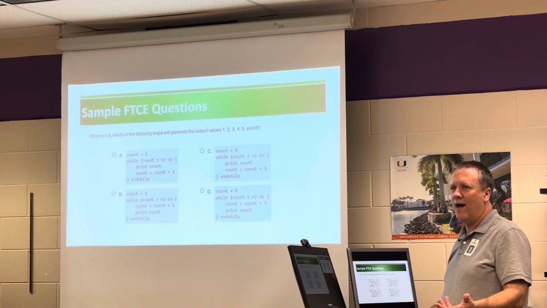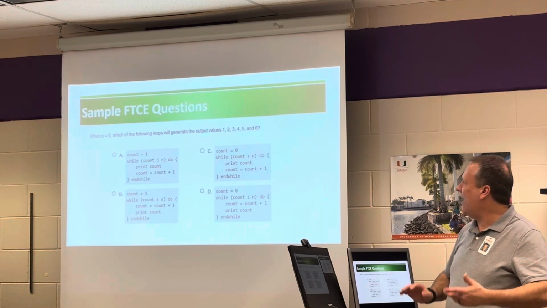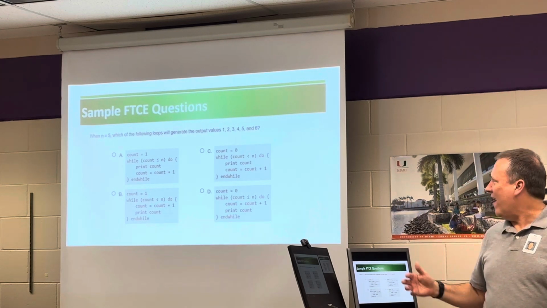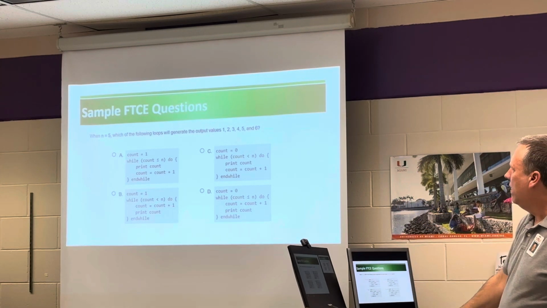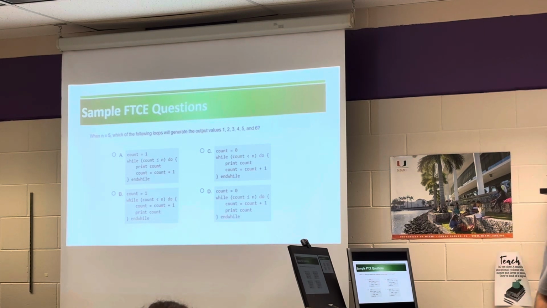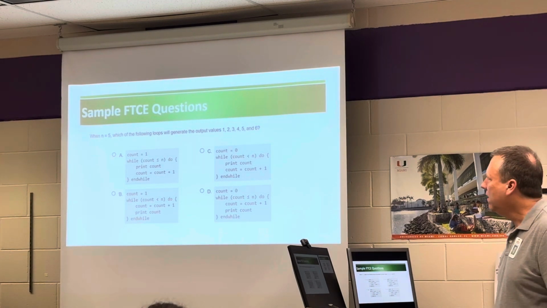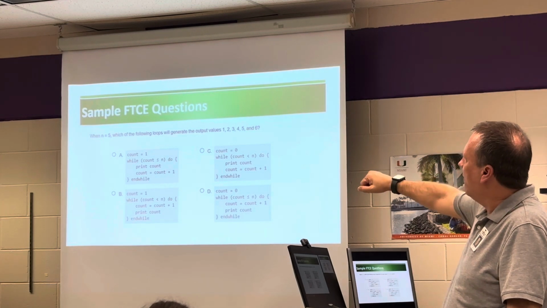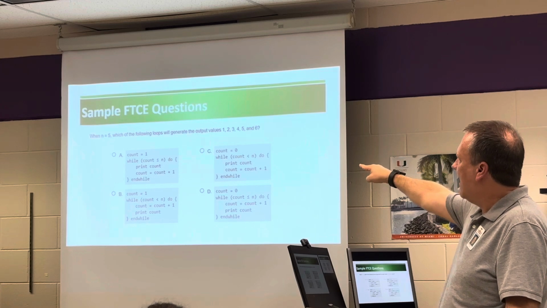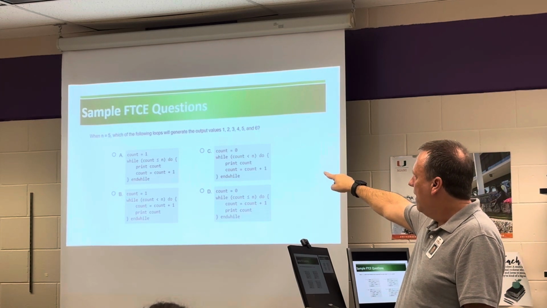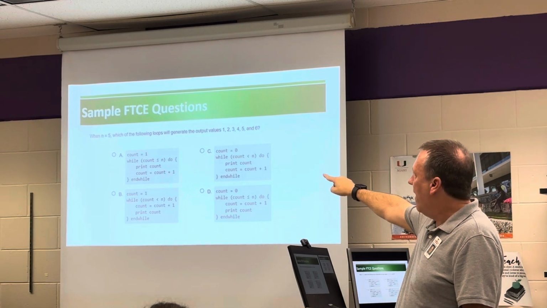Here's a while loop. It's pseudocode, but it says if n equals 5, which of these will print out 1, 2, 3, 4, 5, 6? I put this one up here because it's a little tricky. Let's do A together. Count is 1. Is count less than 5? Yes, so it's going to print out count. So it's going to print out 1.